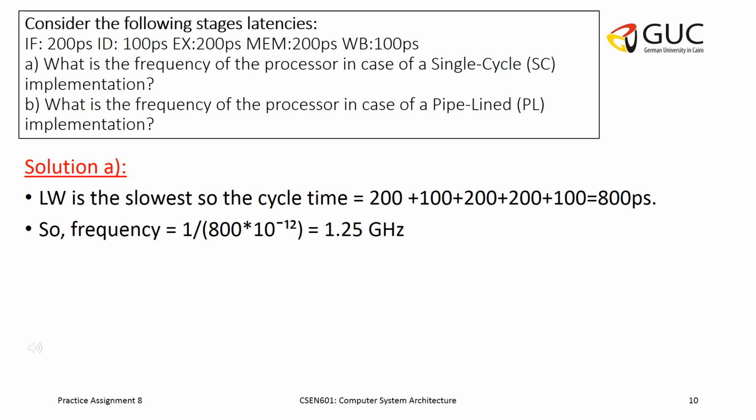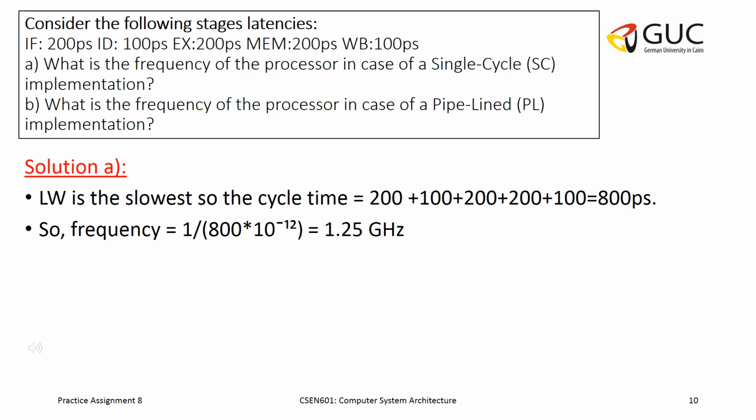Consider the following stage latencies, each one having its certain latency. So we have fetch, decode, execute, memory, and write back. What is the frequency of this processor in case of single cycle implementation, and what is the frequency for the processor in case of pipeline implementation? So we had this question in the last tutorial, but we did it only for single cycle. How did we manage to do this?